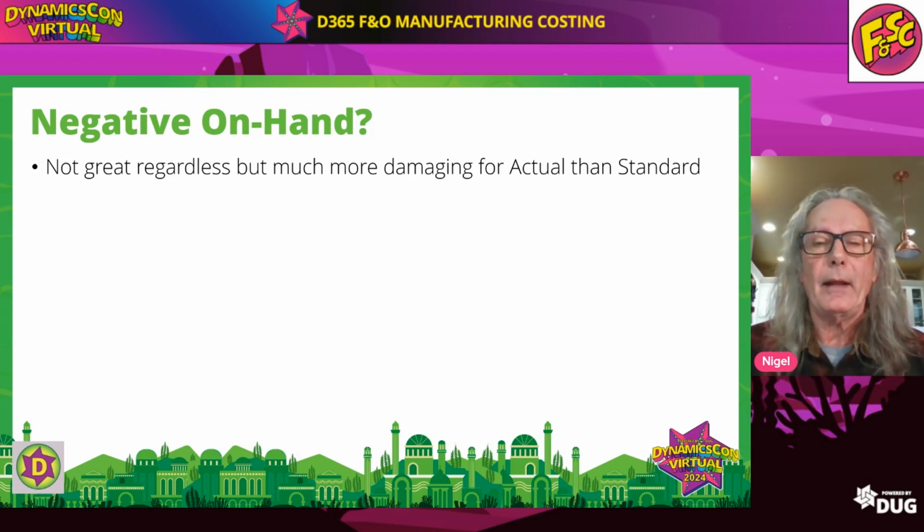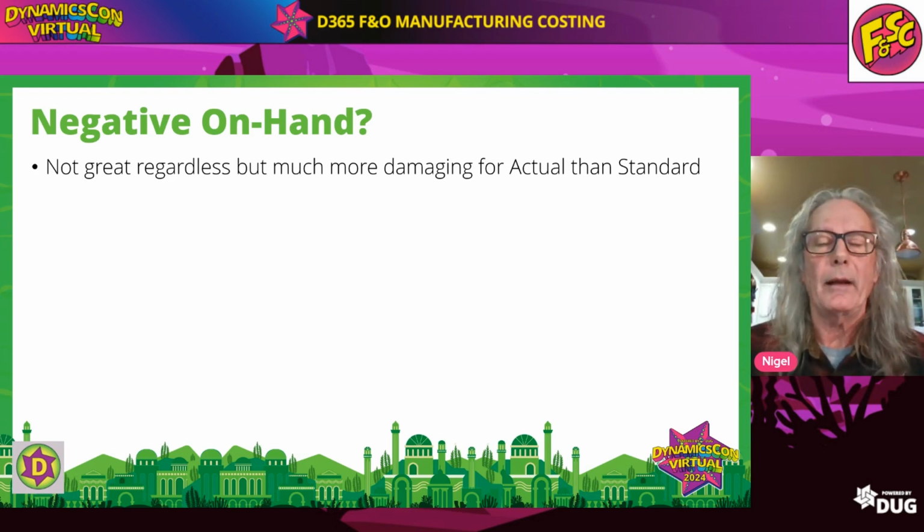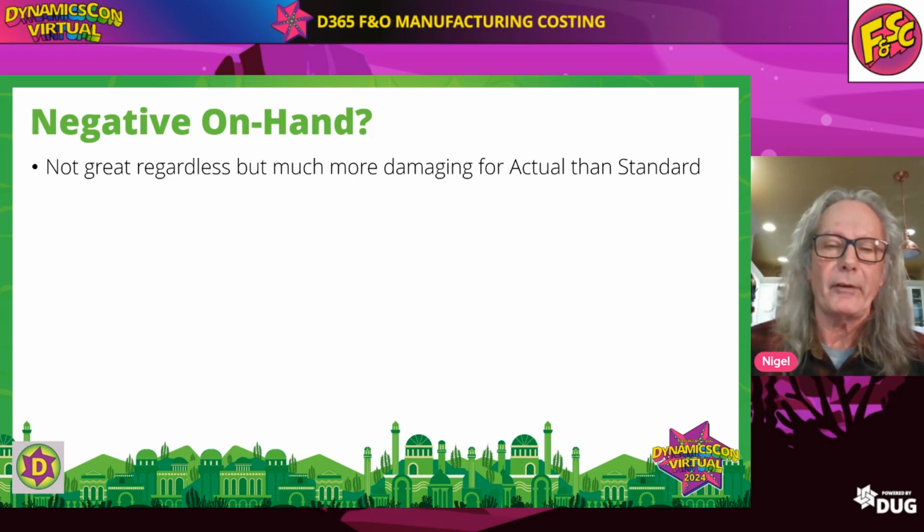Now, if you have a standard cost, then negative inventory will be negative value, and positive inventory will be positive value, which is not great. I still don't want negative dollars of inventory, but it's kind of better than having negative dollars and positive actual.